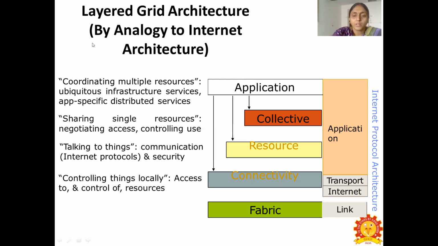monitored. And here in the diagram, we can see the internet protocol architecture, which is used in layered grid concept. So where we can see the application which interacts with the collective resources, and connectivity related, communication related. So concepts are also related to the application. Okay. And we have transport and the internet protocols used here in the architecture.